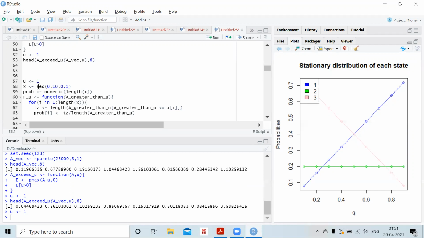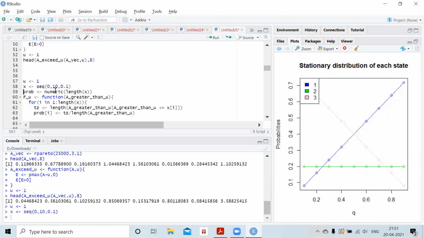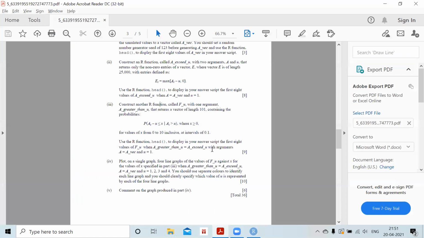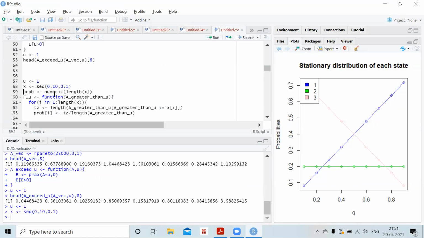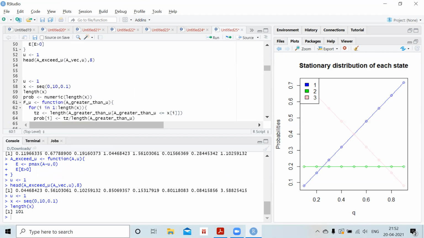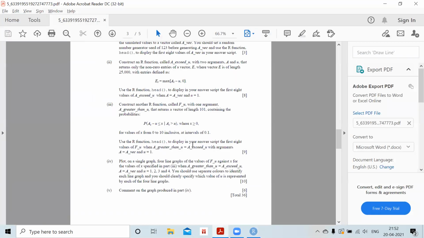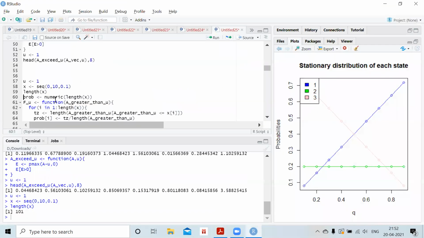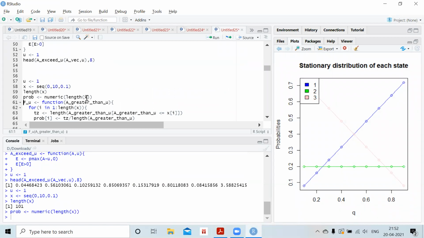So we have been given u equals 1. We have been given x as a sequence from 0 to 10 with a difference of 0.1. And we have been told to calculate the probabilities. So I'm creating a probability vector which has the length of x. Why did I do this? Because if you check the length of x, it's 101, which matches the criterion here that the length should be 101. So I can take probability as numeric of length of x. I use this technique.